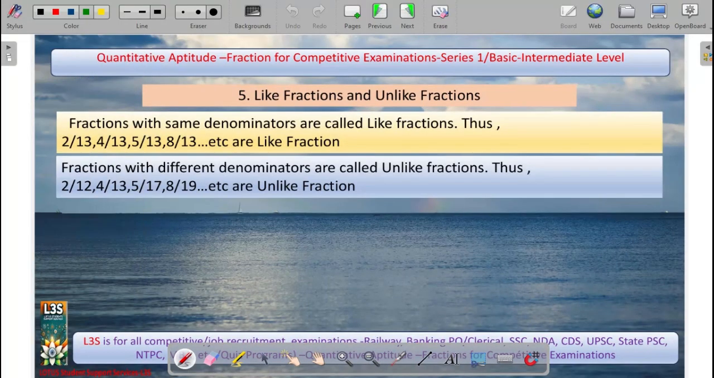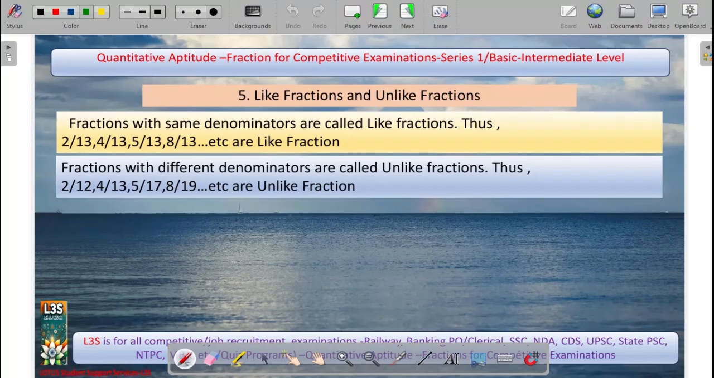Like fractions and unlike fractions. Fractions with the same denominator are called like fractions. Thus 2 by 13, 4 by 13, 5 by 13, 8 by 13, etc. are all like fractions. Here the denominators are the same.